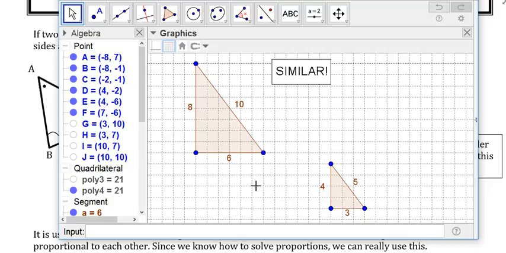So if this one's 30, that one's 30. If this one's 60, that one's also 60. And if this one's 90, which it is, then this one is also 90. They have to be exactly the same. That's what it means to be similar triangles. Does that make sense? What do you think about that?